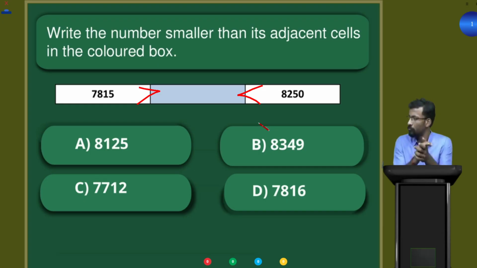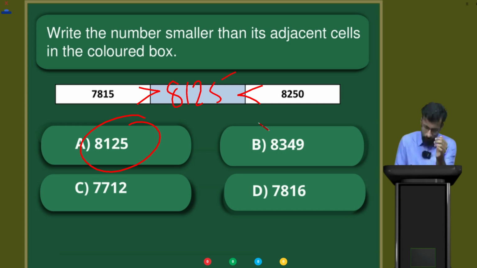Nice. 3, 2, and your time's up. I can see that all of you have given the correct answer. If I put 8125 here, is it satisfied? 8125 is not lesser than 7815. So that's not correct. So option number A is eliminated.